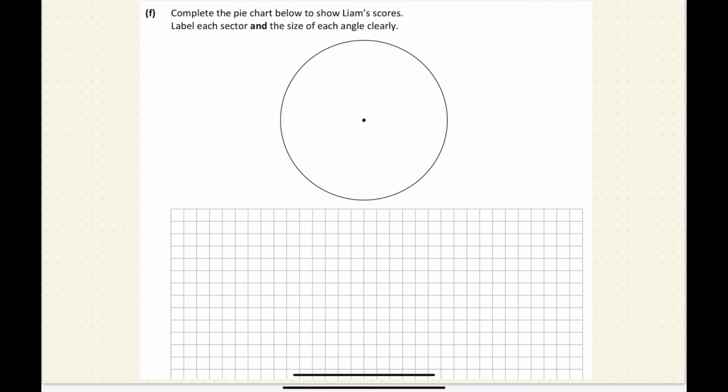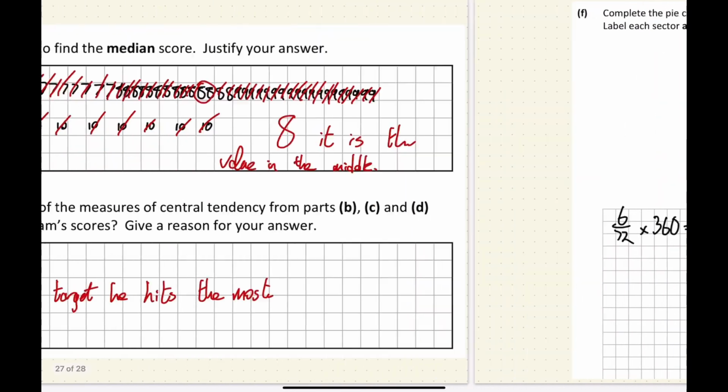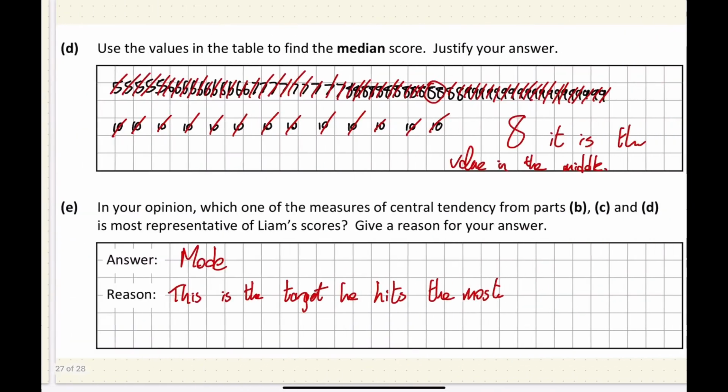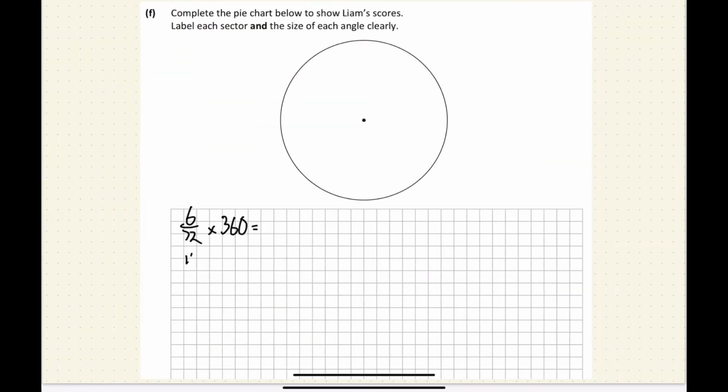So to do this, you need to consider how many arrows did he shoot. So he hit 5 six times, so that's 6 out of 72. Multiply that by 360, all right? For the next score, which was 6 points, he hit that 11 times, so that's 11 out of 72 arrows. Multiply that by 360.